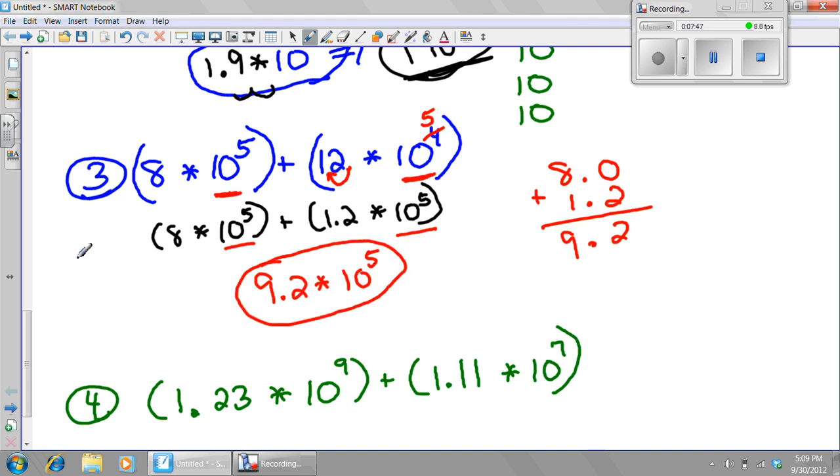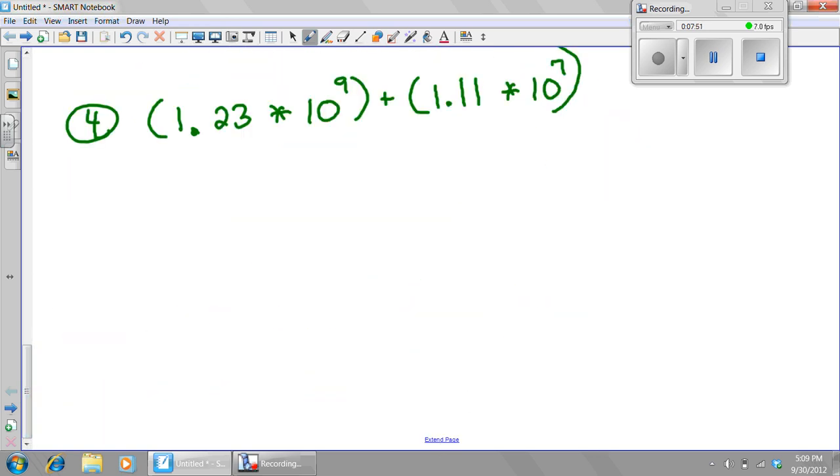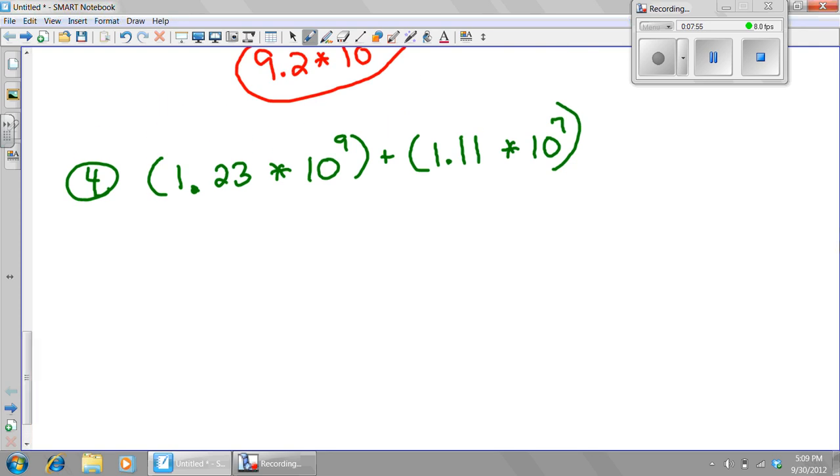All right, let's try one more addition one, and then we'll do one subtraction one. Okay, now this one looks a little strange, but remember, our powers of 10 have to match. This is 10 to the 9th. This is 10 to the 7th. By the way, this is only true for addition and subtraction. For multiplication and division, they don't have to match because we're, in effect, not counting them.